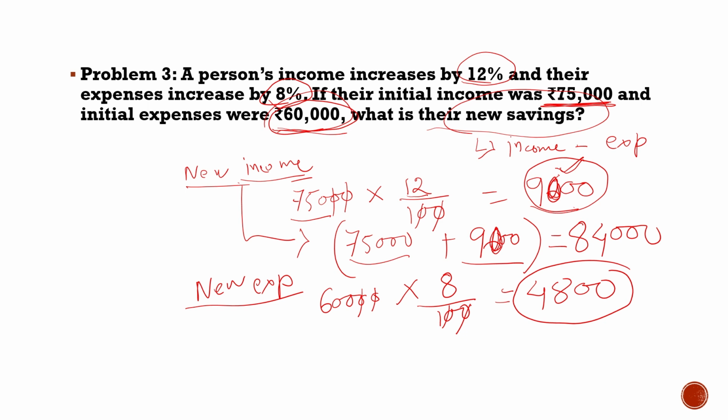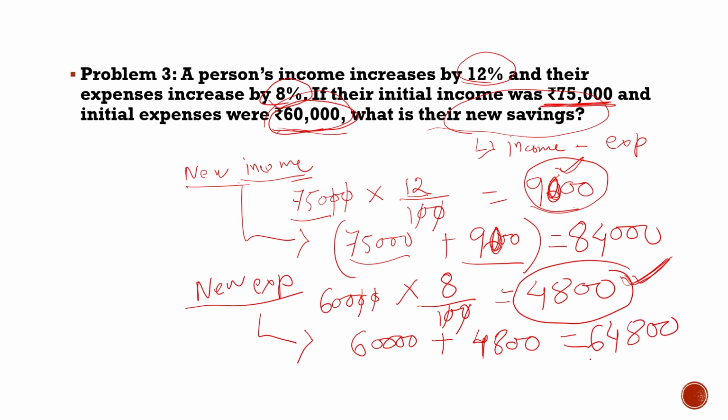So what is the new expenses? So my new expenditure is the initial expenditure plus the increment. So this is the increment amount, 4800, which will give you 64800, right? So this is my new expenditure and this is my new income.